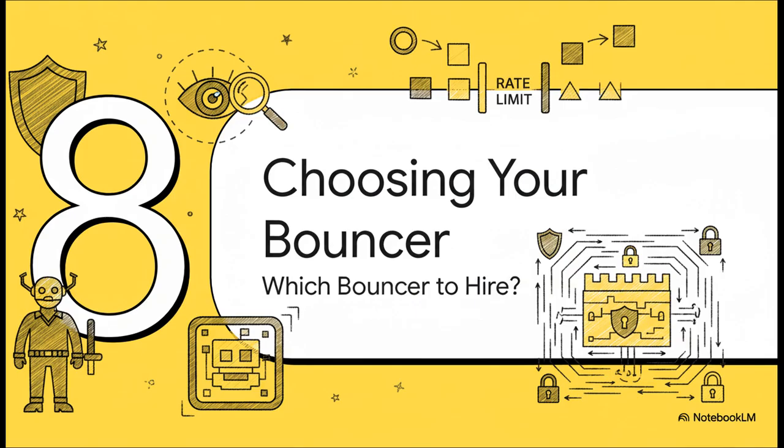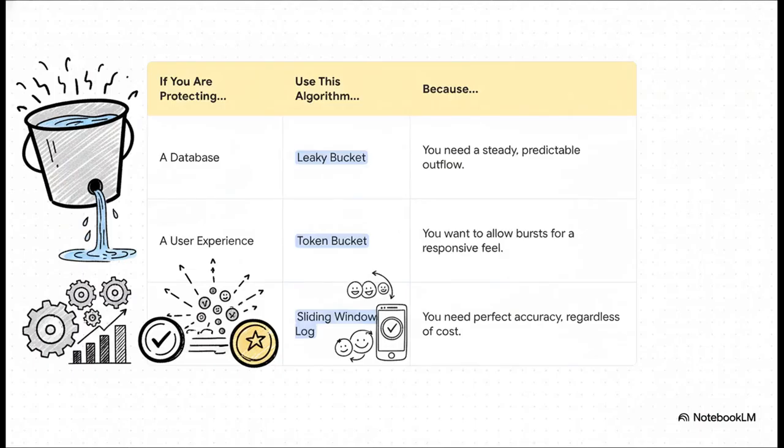Okay, so we've met 5 different kinds of bouncers, and each one has its own personality, right? So which one do you actually hire to protect your system? Well, the answer, as it so often is, it depends. It depends entirely on what you're trying to protect. And this really breaks it down for you. If what you're protecting is a sensitive database that absolutely cannot handle traffic spikes, you need the leaky bucket. It gives you that steady, predictable outflow.